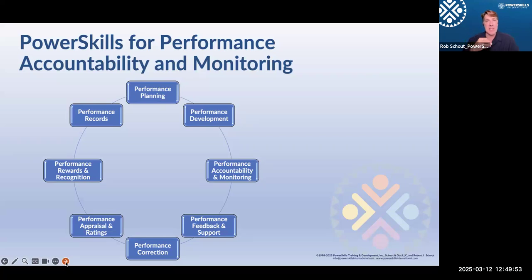After that is performance feedback and support. So, along the way, we are asking them to give us feedback, we are giving them feedback, and then doubling up on the support based on the feedback. So, the nuances of changes. We also need to engage in performance correction, see if there are any dips in performance or lags in productivity or deliverables and where those are coming from. Then we engage in performance appraisal and ratings so that we can officially rate them so that they can then get rewards and recognition. And then we wrap all of this up with performance documentation. For today, let's just zero in on performance accountability and monitoring.